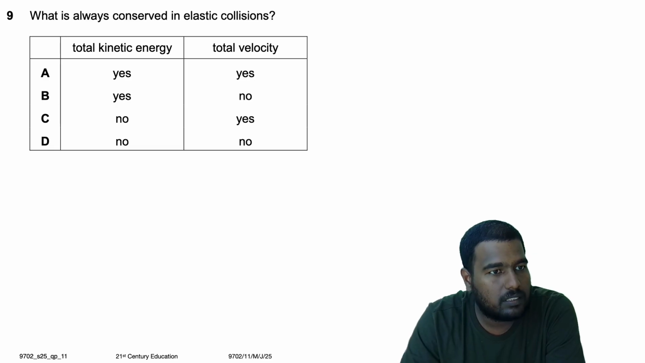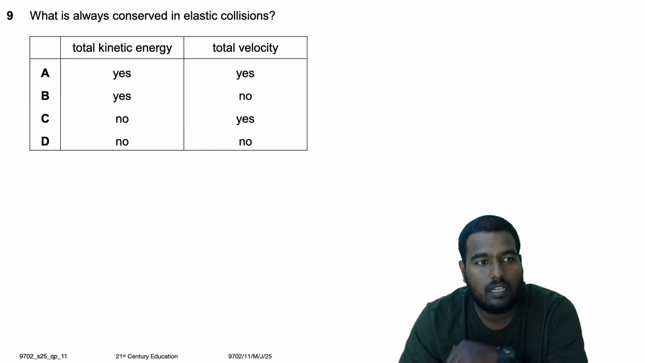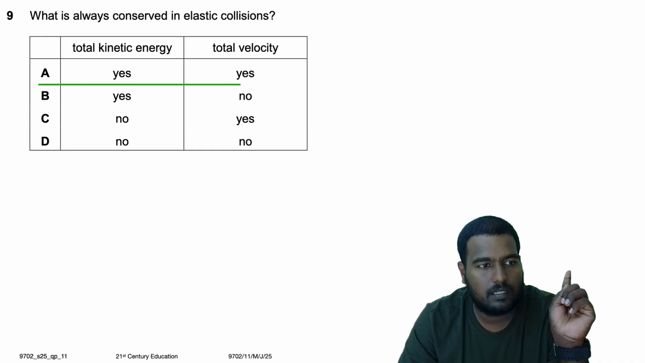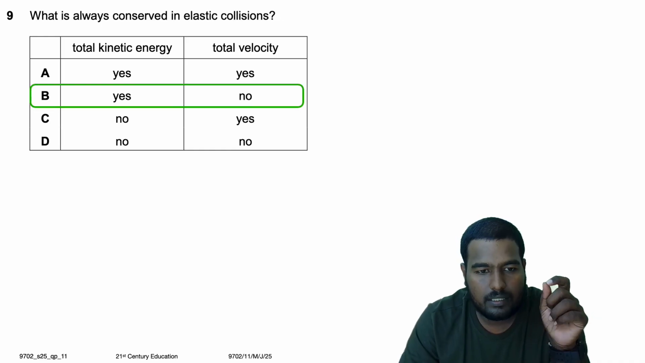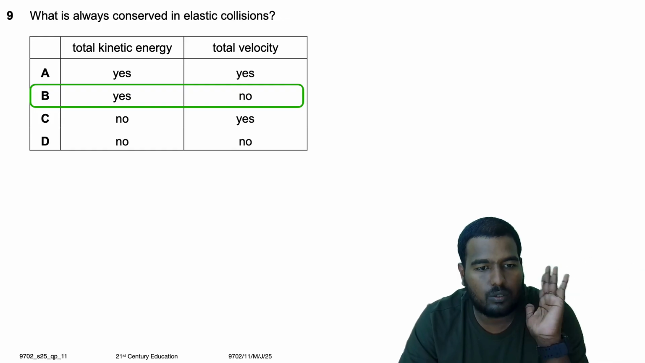What is always conserved in an elastic collision? Total kinetic energy is conserved in an elastic collision. Remember, total velocity is not conserved in an elastic collision. Only the velocity of approach is equal to the velocity of separation, the relative velocity, not the total velocity.